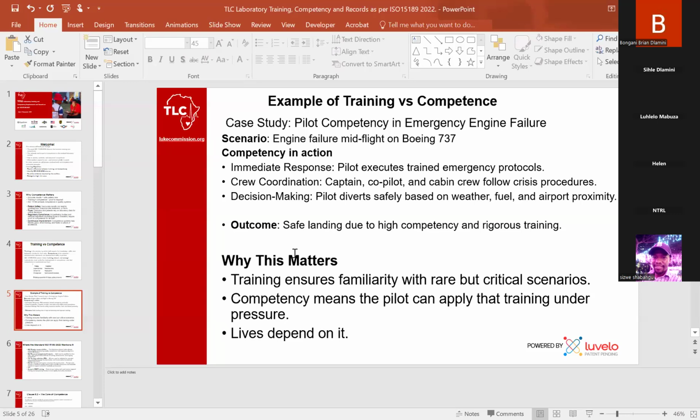So your outcome of your training and competency, safe landing due to high competency and rigorous training. That's the outcome you want. Same in the laboratory. Safe handling of specimens due to high competency and rigorous training. Why does it matter? Training ensures familiarity with rare but critical scenarios. Competency means the pilot can apply the training under pressure. Lives depend on it.